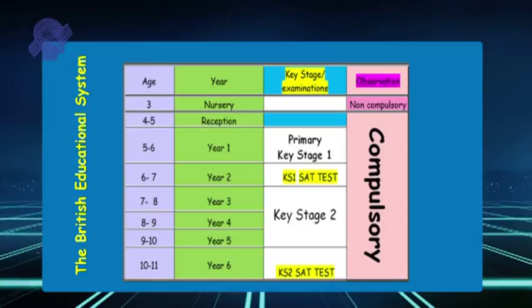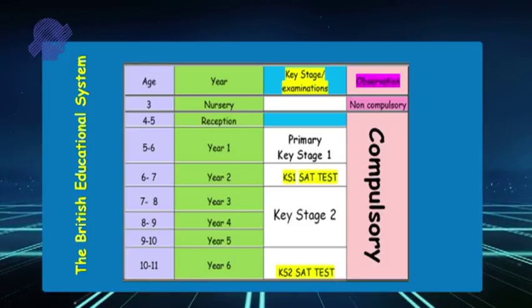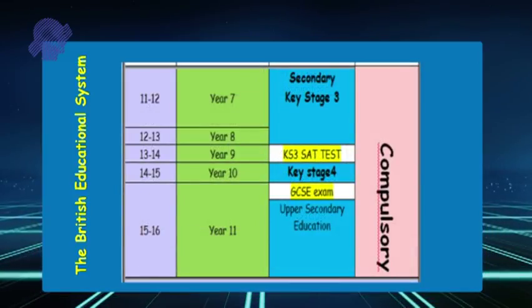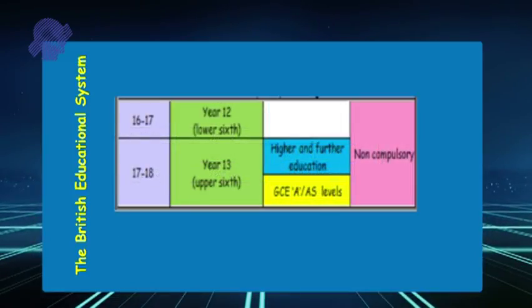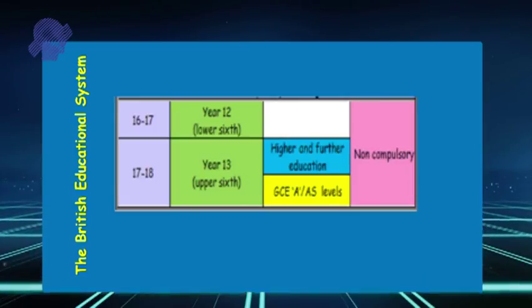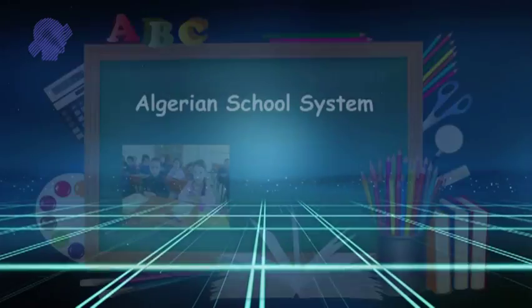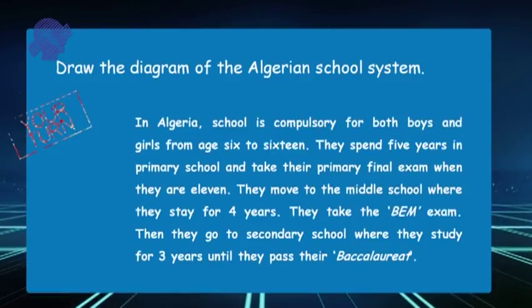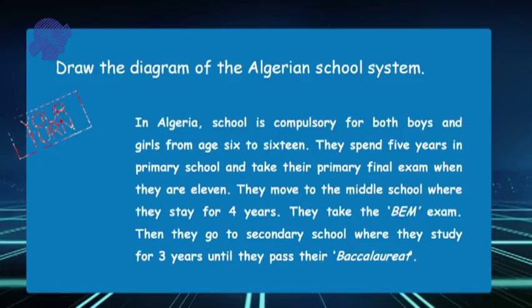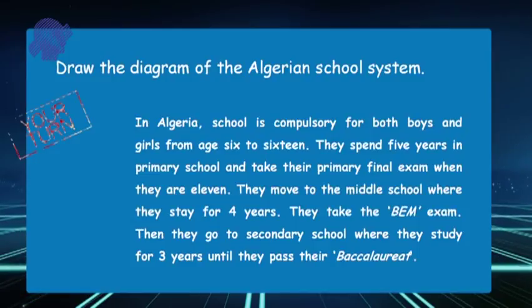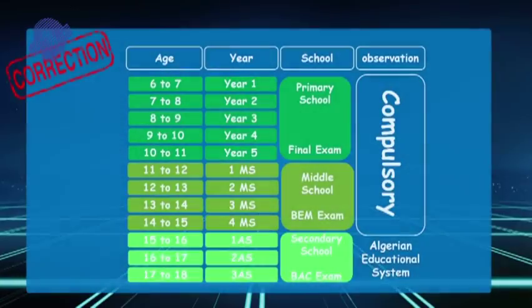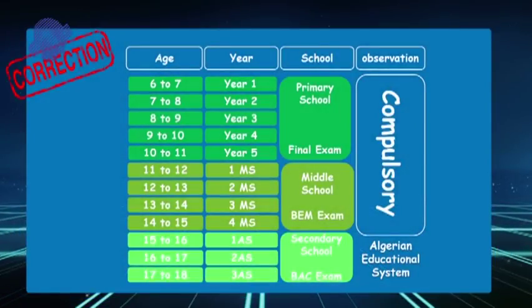Well, now we are going to go back to the British educational system with this diagram. You notice that there are three main parts. So we have the primary, the secondary or the lower secondary, which are compulsory, and upper secondary education. But what about the Algerian school system? Okay, now it is your turn to draw a diagram about the Algerian educational system. This paragraph can help you. Well, and here is a possible diagram that you can obtain by the end.